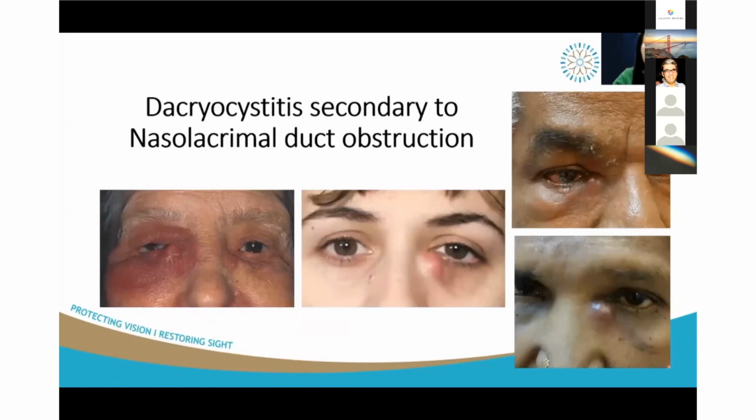Dacryocystitis is an infection of the lacrimal sac secondary to obstructions of the tear duct drainage. It causes pain, redness, and swelling over the inner aspect of the lower eyelids, watery eye, or mucus discharge. In severe cases, it can lead to preseptal cellulitis and even orbital cellulitis.